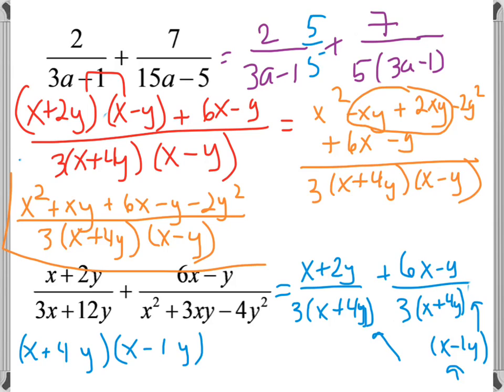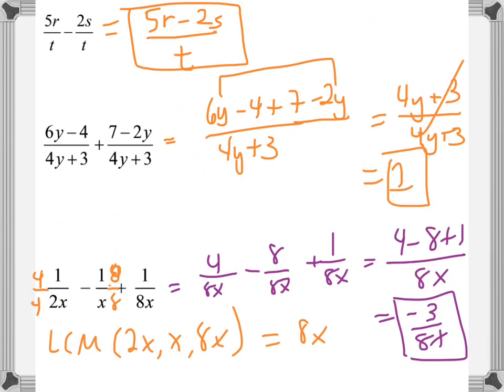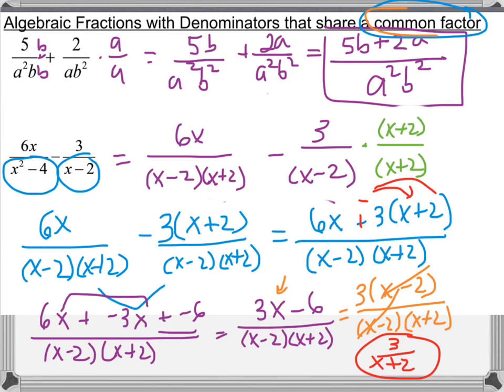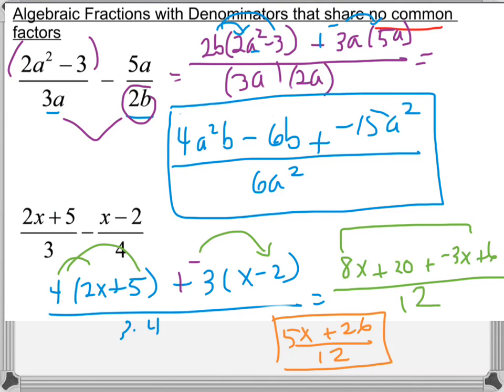It was a little bit complicated, so make sure you pause it and understand every step of it, or come in with questions tomorrow if you have questions. Okay, and that's the last example. So you were taught how to add and subtract algebraic fractions today by classifying them into three different classifications: those with like denominators, those with denominators that share a common factor, and those that have no common factor.